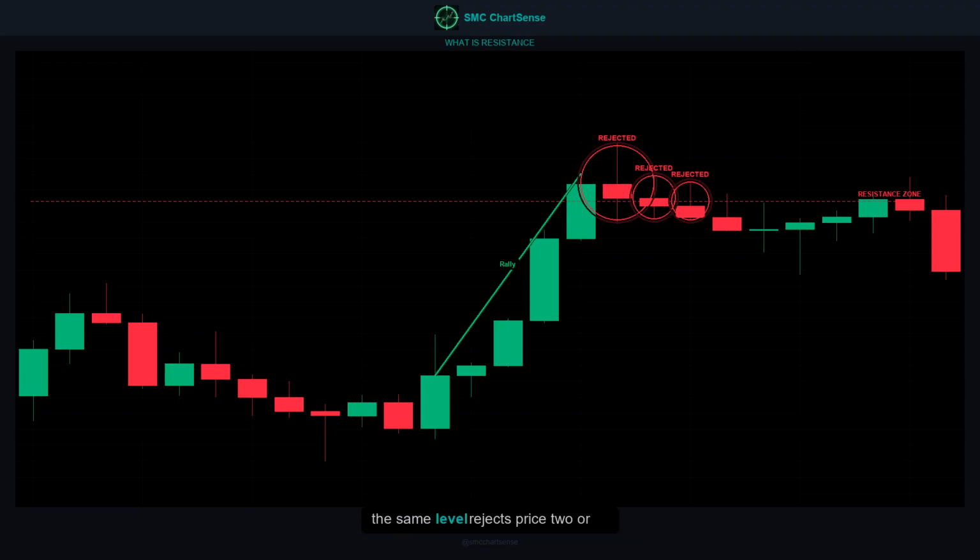Look at the upper wicks. Long wicks at resistance means sellers are aggressive. When the same level rejects price 2 or 3 times, mark it. That is real resistance.